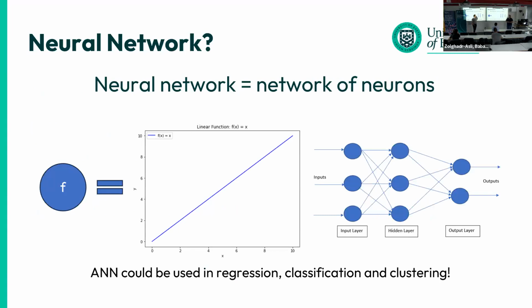And if we're talking about neural networks, there is a network of neurons, so we have a network of functions. The function could be anything: linear, nonlinear, any type of function. We are trying to find a relationship between the inputs and outputs, the features, and then develop a relationship between the functions to get the outputs. ANNs, neural networks, can be used in regression, classification, and clustering.